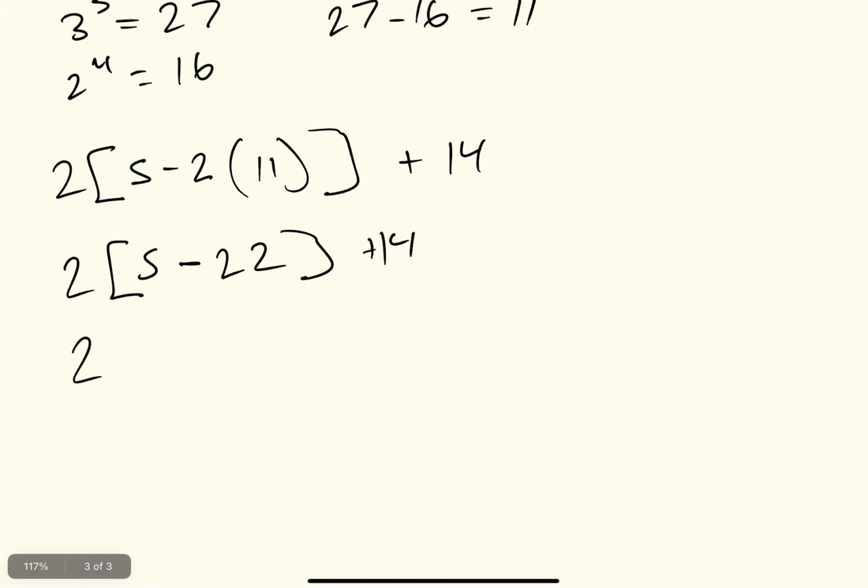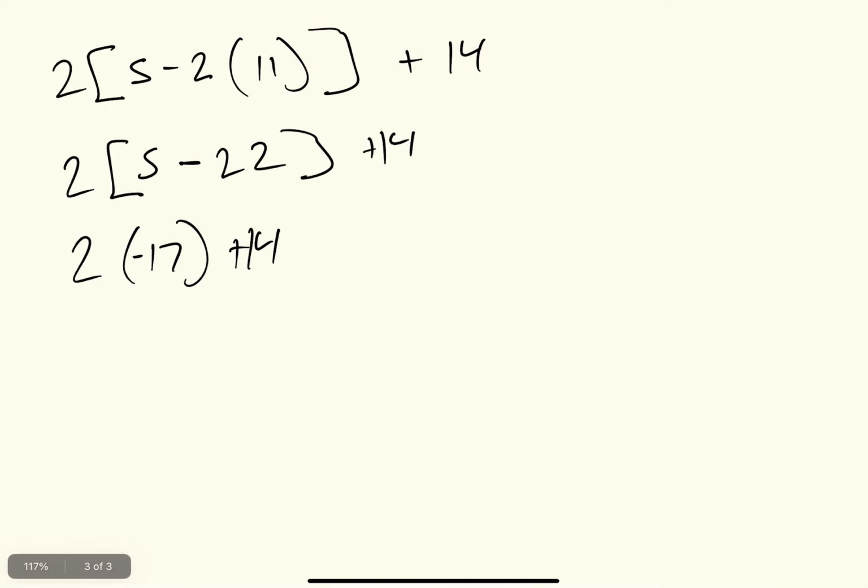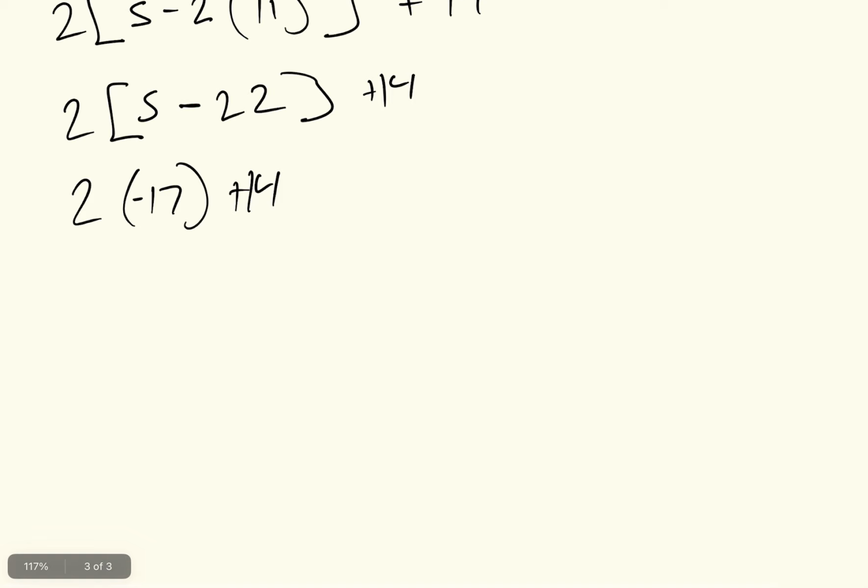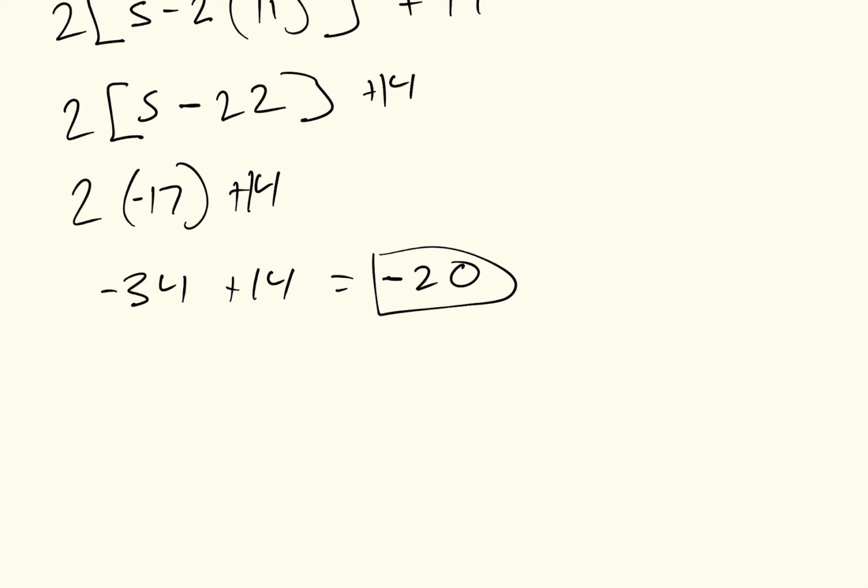And then now you got 2, open bracket, 5 minus 22 is negative 17, close bracket, plus 14. And then this just becomes simple BEDMAS. You multiply before you add. 2 times negative 17 is negative 34. Negative 34 plus 14, if you've seen my previous video with adding and subtracting integers, is negative 20. And that's your final answer.